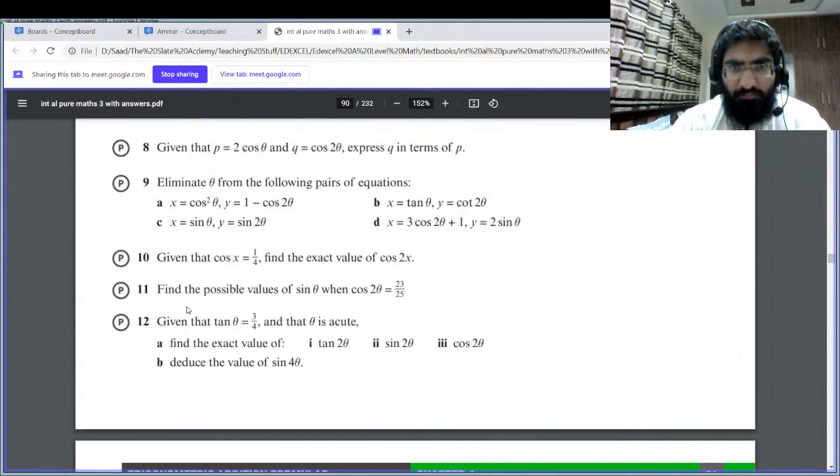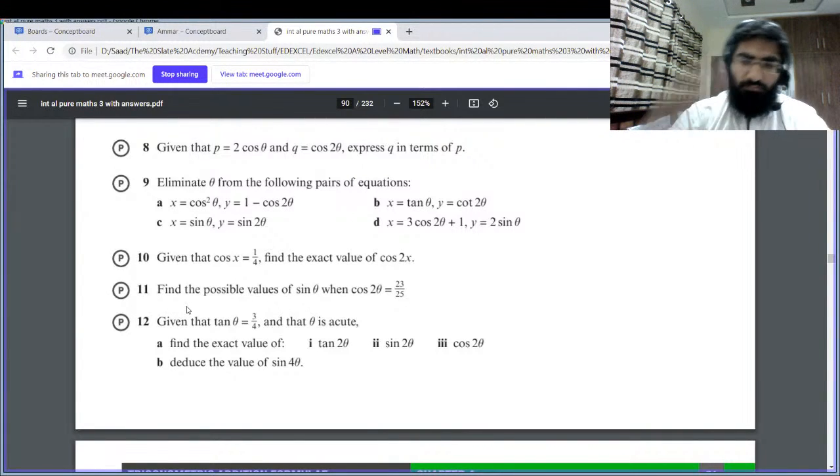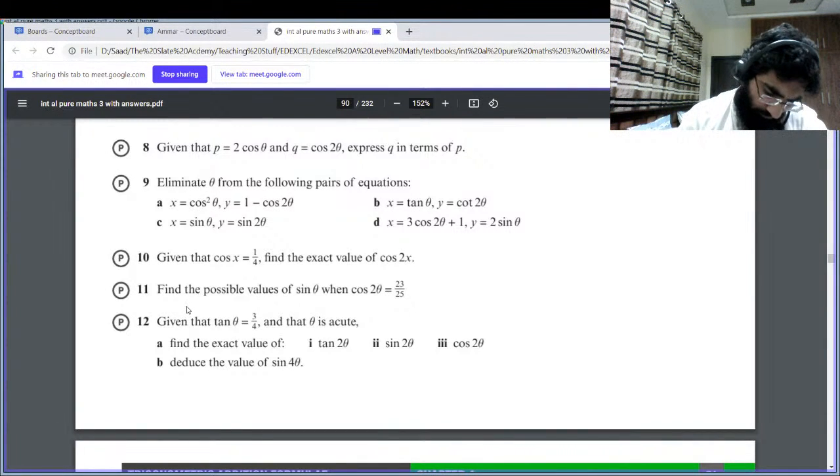Given that P equals 2 cos theta and Q is equal to cos 2 theta, express Q in terms of P. So, Q is equal to cos 2 theta.